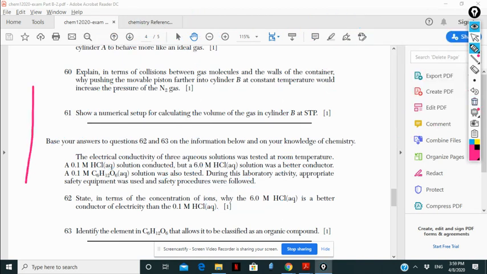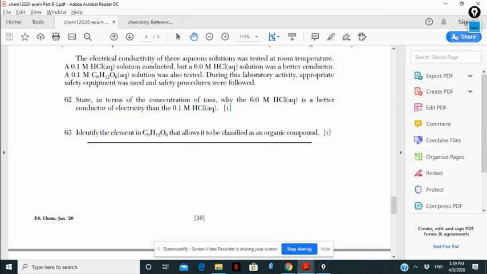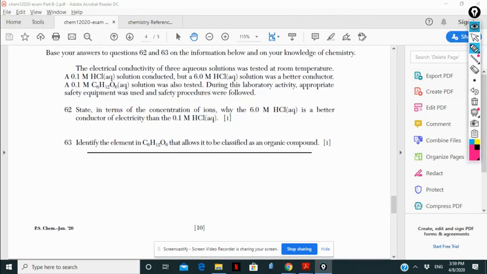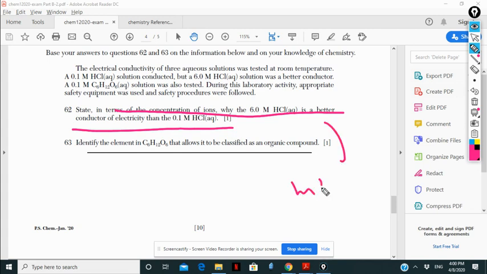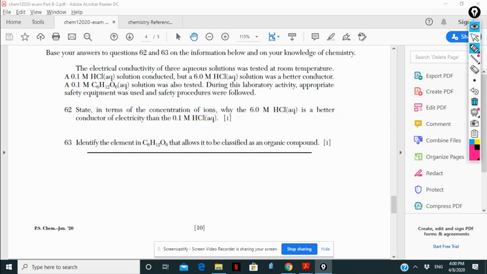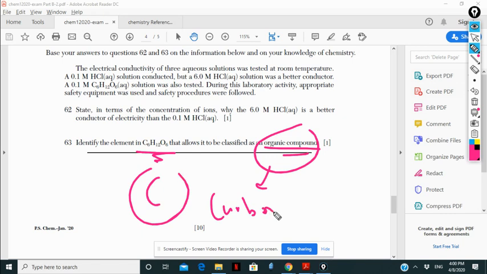Question number 62. It says, in terms of concentration, why is 6 molar a better conductor than 0.1 molar? So that means because it has more ions, more concentration of ions. More concentration of ions means I have more available ions to move, so it's a good conductor. Question number 63. Identify the element that makes it organic. Organic chemistry is carbon chemistry. So it's carbon.